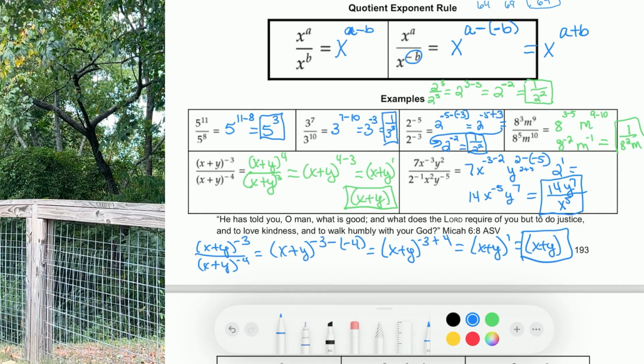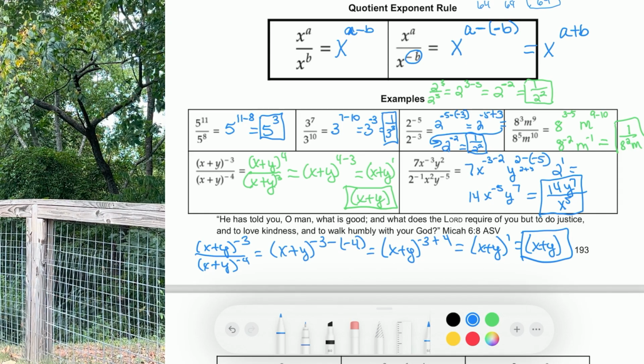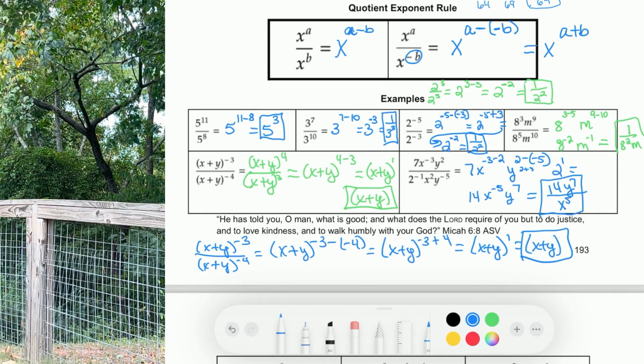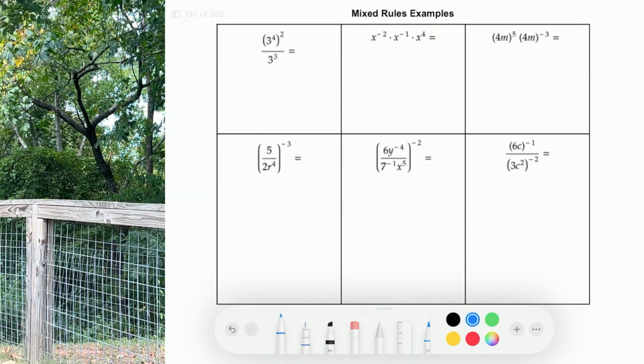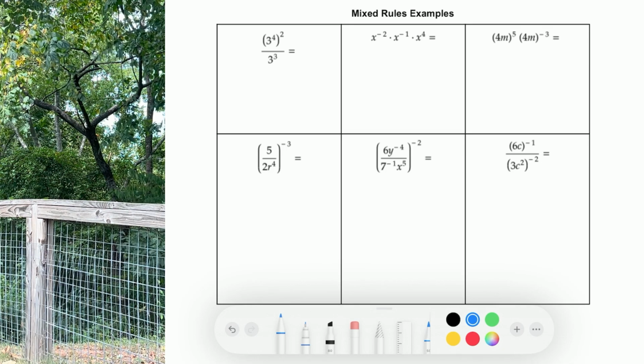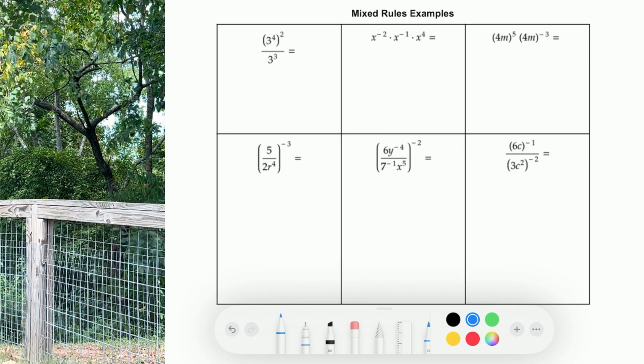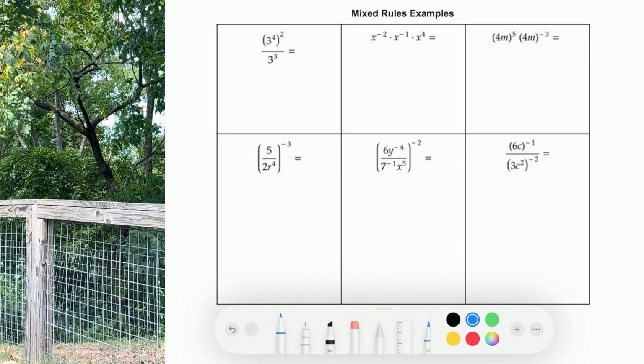And here again, there's so many pieces there. That's why I really impress upon you to write out your steps. Let's look at some mixed rules examples. We have 3 to the power of 4 squared over 3 cubed.